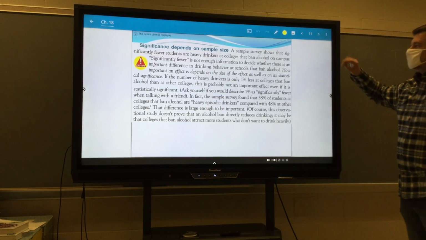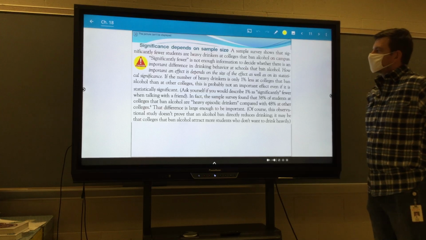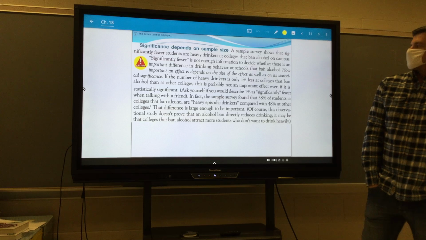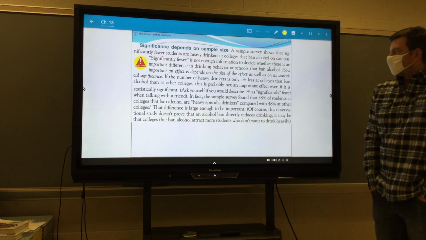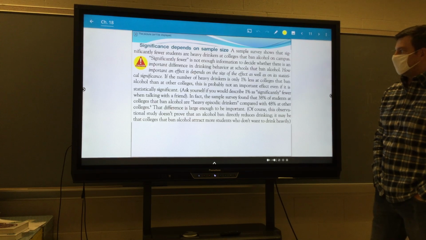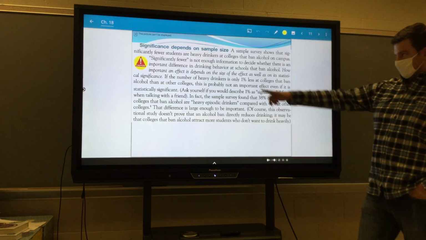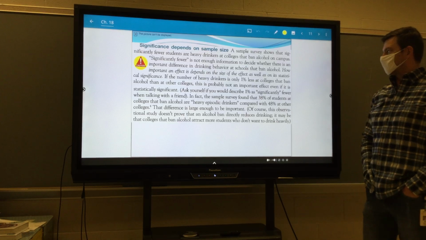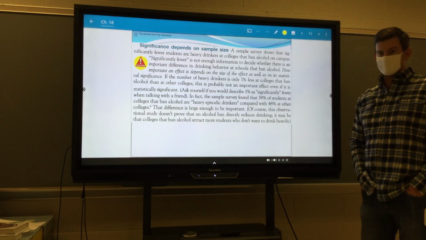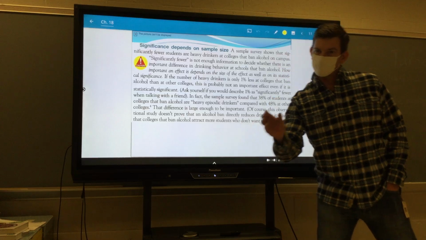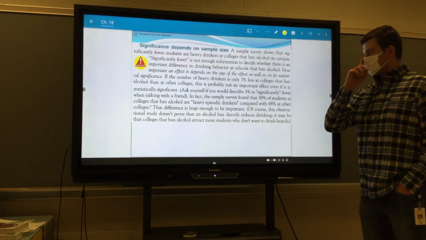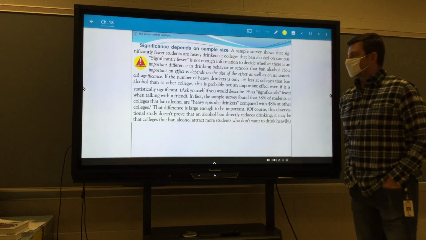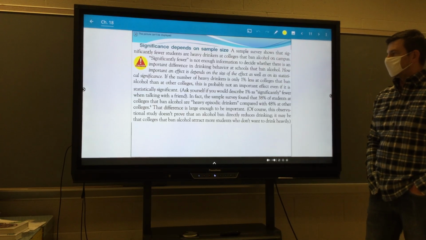Here's a passage from our textbook about that. It says, a sample survey shows that significantly fewer students are heavy drinkers at colleges that ban alcohol on campus. Now, significantly fewer is not enough information to decide whether there is an important difference. Again, talking about statistical significance versus practical significance. Not enough to determine if there's an important difference in drinking behavior at schools that ban alcohol.